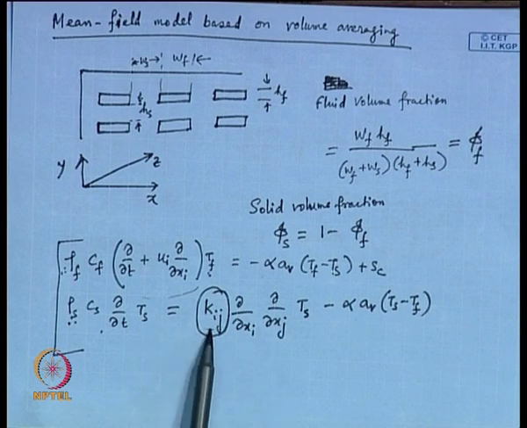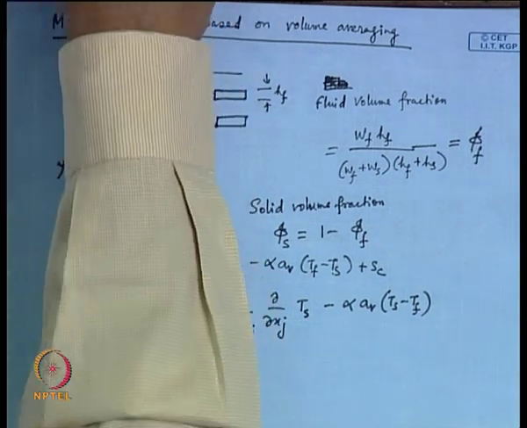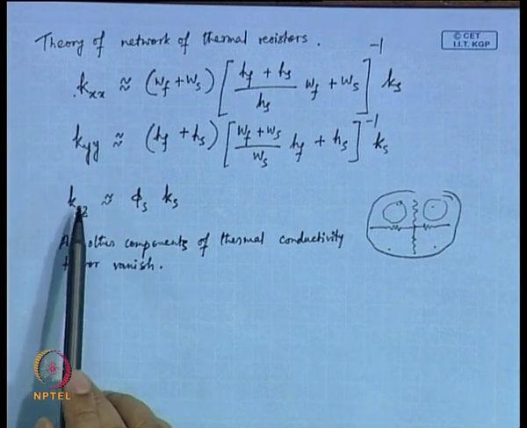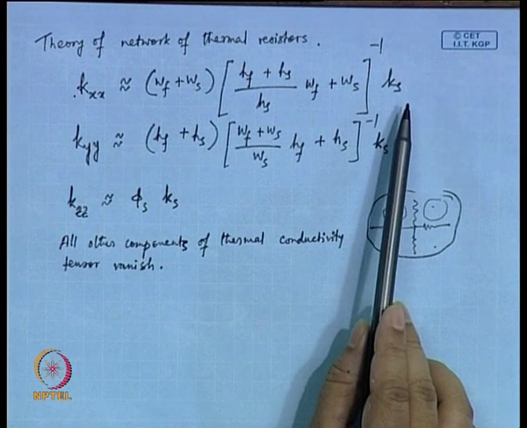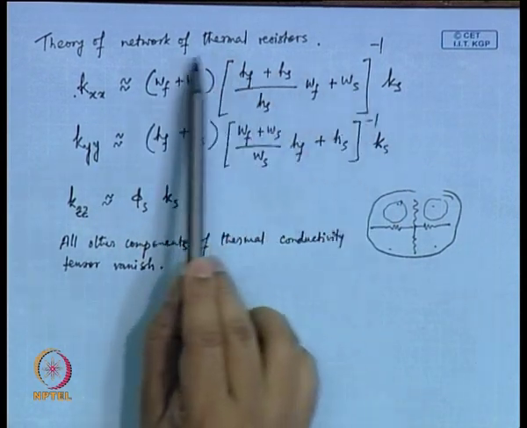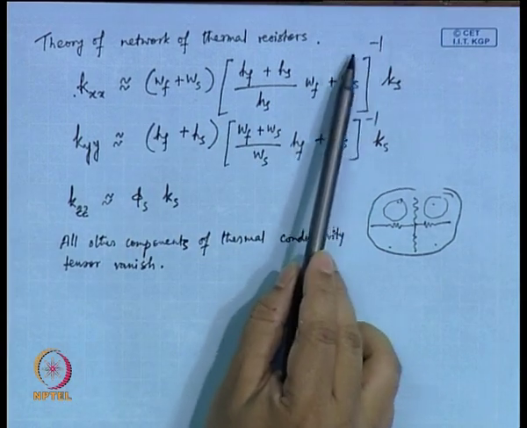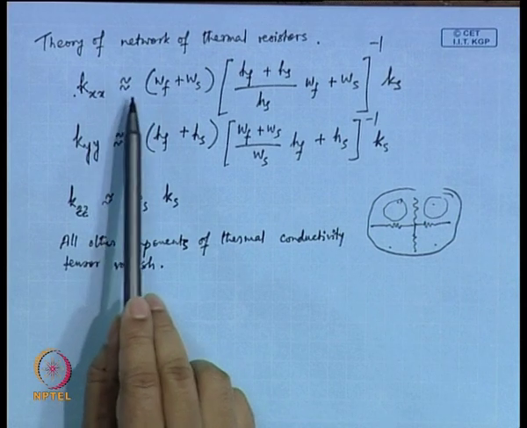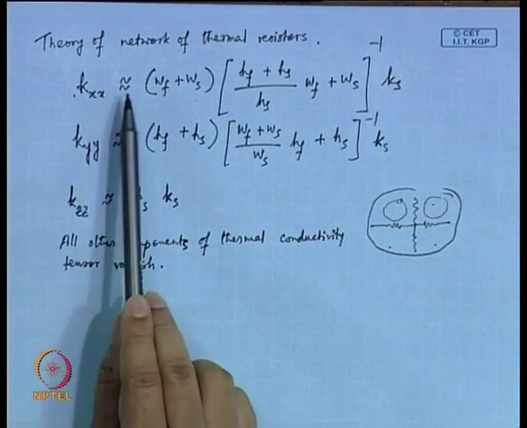What we have with these assumptions of the mean field model and network, more importantly the network of thermal resistors, what they have come up with is that these Kxx, Kyy and Kzz exist, and this is the value, and we have related WF, WS, HF, HS, all these things. We have come up with a very neat functional form here. Of course, not with an equal to sign, but an approximately equal to sign, okay.